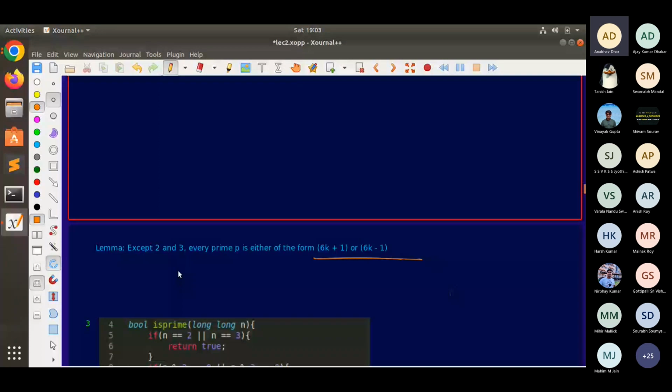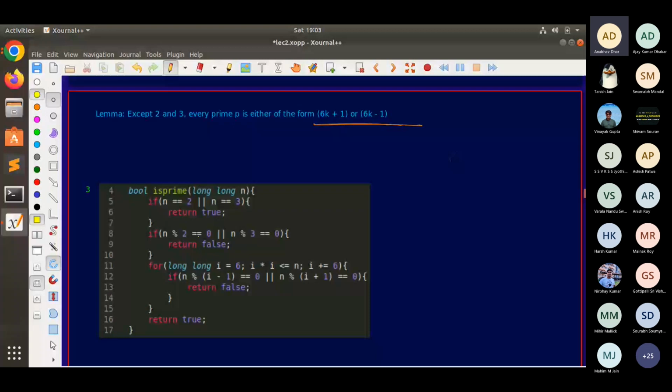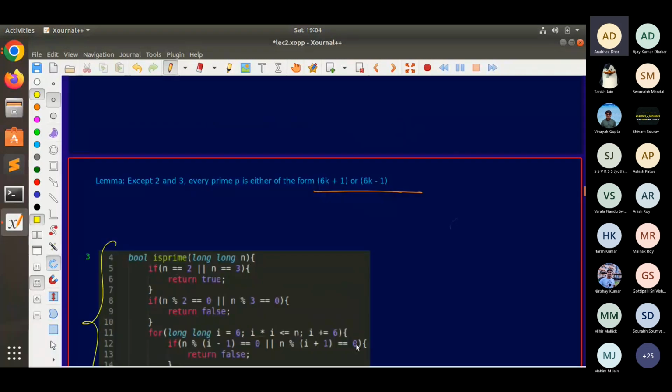Okay. So I have used this fact to compute a program. If n is 2 or n is 3, you return true. Otherwise, you check if 2 or 3 divides this number. If yes, then you know that this number is not a prime. Otherwise, you start from 6 until root n, as you did, and you increment by 6 each time, and you check for i minus 1 and i plus 1 if they are factors. So isn't it a much better program compared to this one?